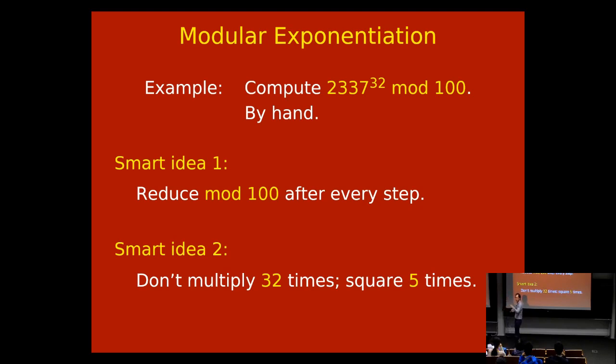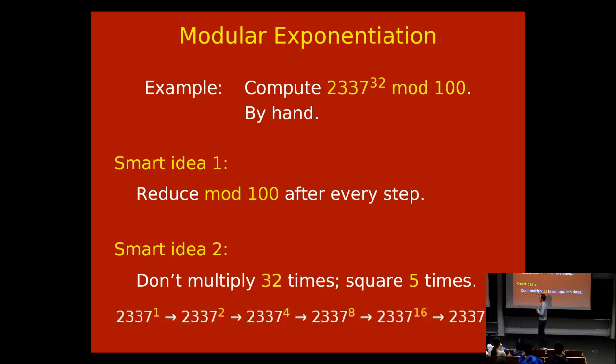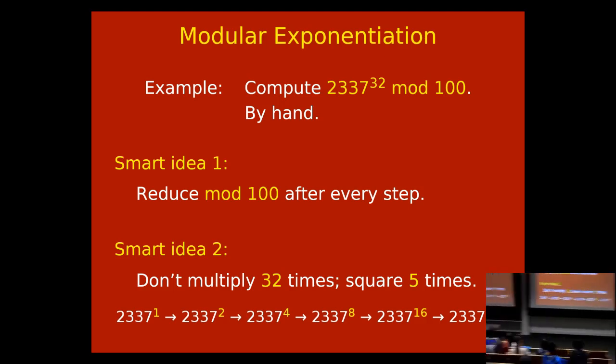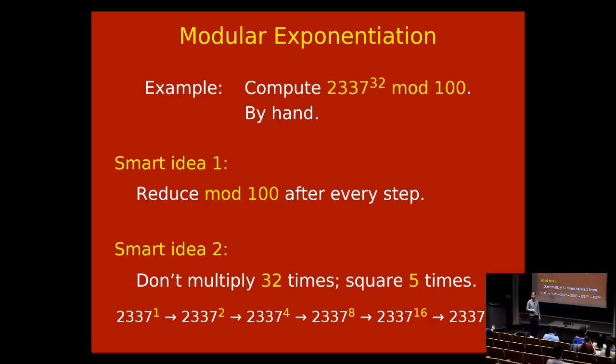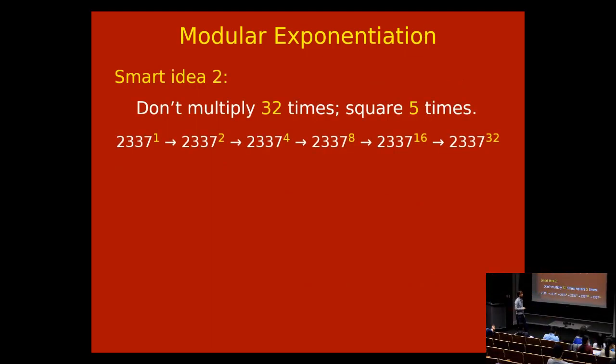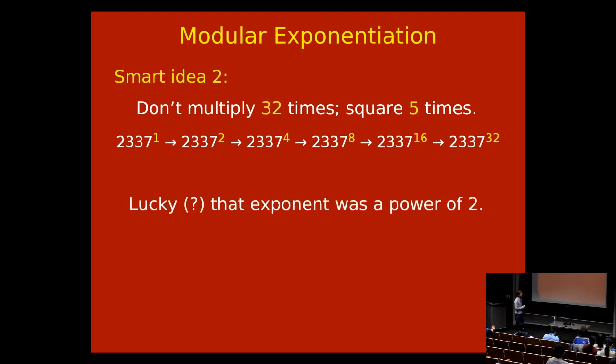And of course, you can put these two ideas together, which I guess is what you were saying. But just looking at this idea, if you take this number and you square it, you get to the power of 2, you square it again, you get to the power of 4, you square it again. You have to do five squarings, which is like five multiplications. So that's a lot better than doing 32 of them. And of course, you can put these two ideas together, so you only compute these squared numbers mod 100, or keep their last two digits. Now, you might say, yeah, that was kind of lucky, though, that the exponent here was 32, which is a power of 2.